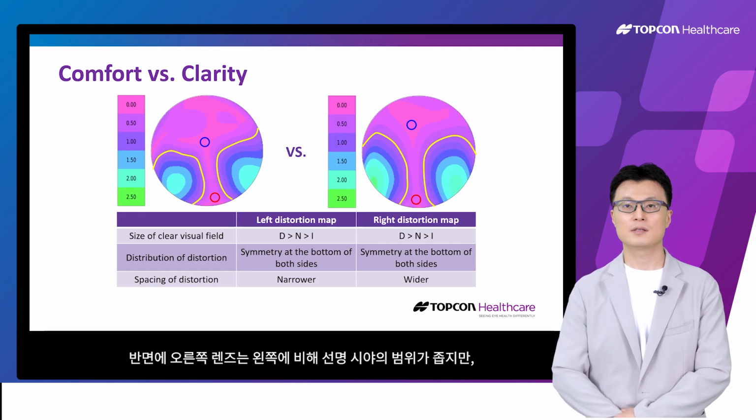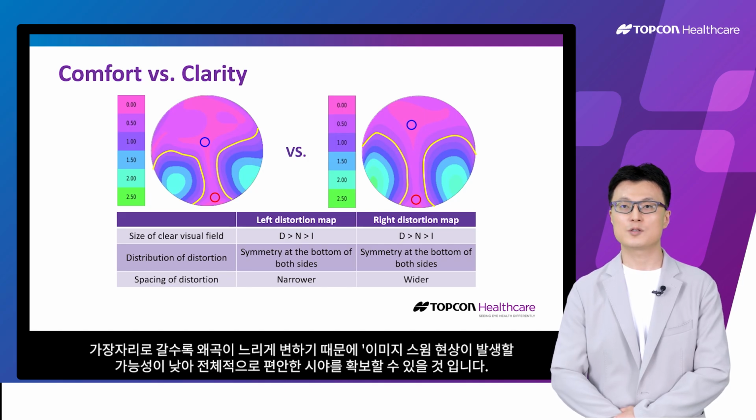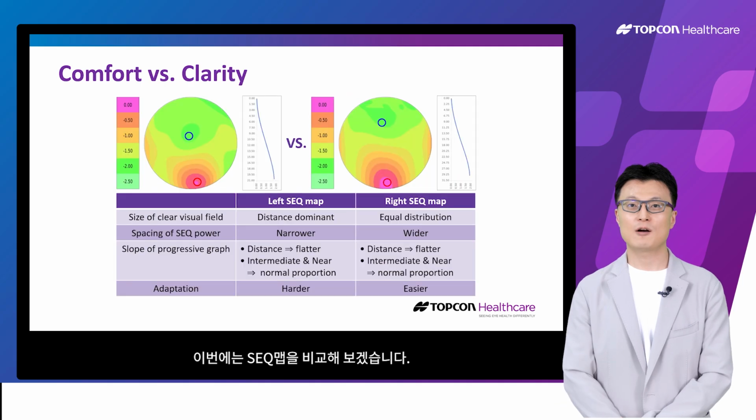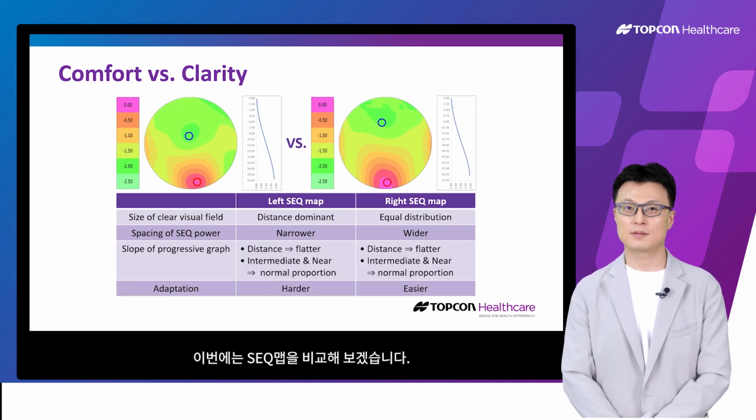On the other hand, the right lens has a narrow sharp field of view compared to the left, but since the distortion changes more slowly around the edges, you are less likely to experience the image swim effect, making for a more comfortable viewing experience overall. Now, let's compare the SEQ maps.